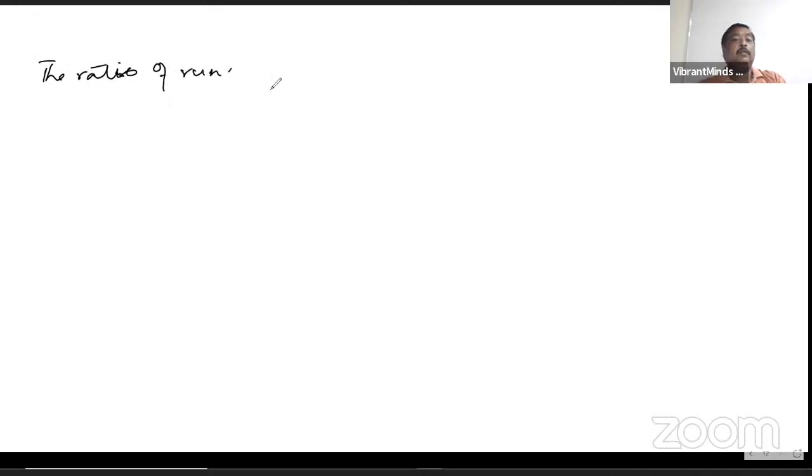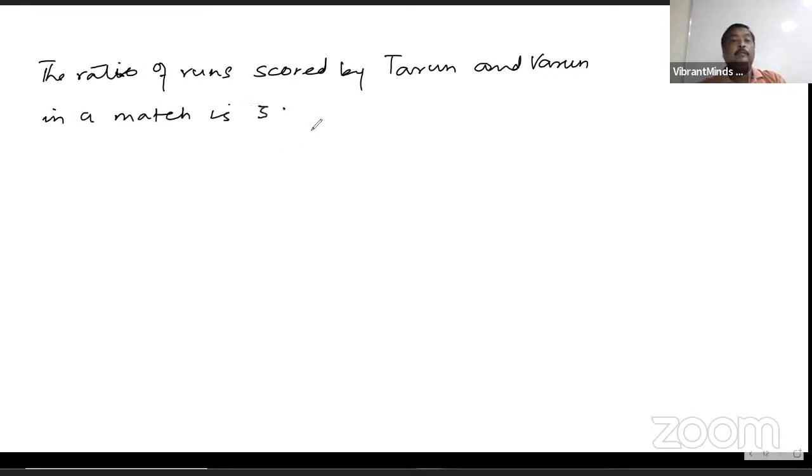The ratio of runs scored by Tarun and Varun in a match is 5:8. The ratio of scores of Tarun and Varun.